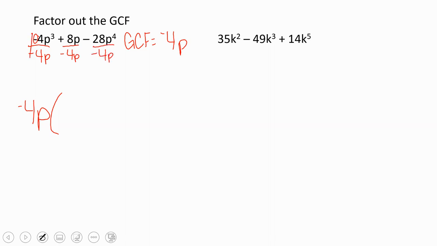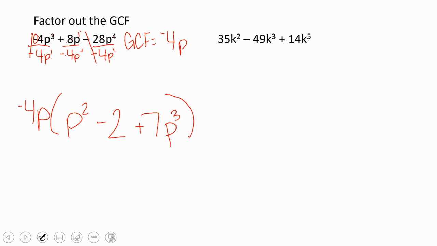Okay, so negative becomes positive. 4 divided by 4 is just 1. 3 minus, remember these are just 1s. 3 minus 1 is 2, so that's p squared. Positive and negative gives us a negative. 8 divided by 4 gives us 2. P is the first, minus p is the first, the variable goes away. 1 minus 1 gives us 0. Negative and negative gives us positive. 28 divided by 4 gives us 7. 4 minus 1 gives us 3.